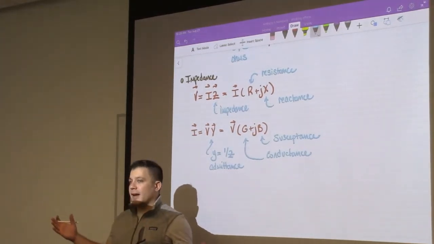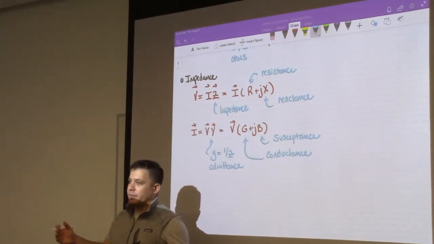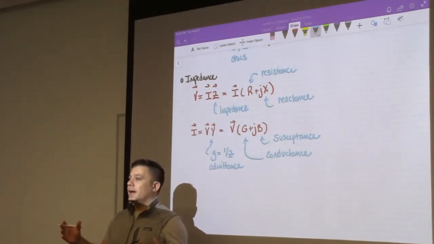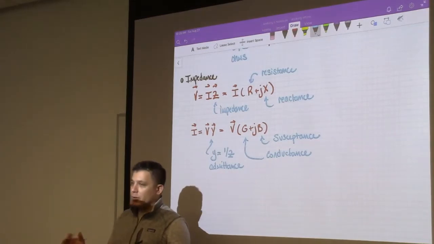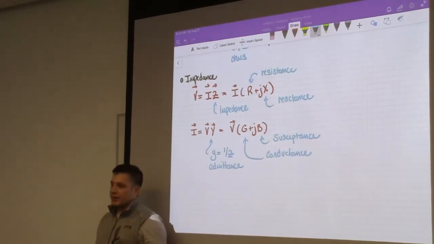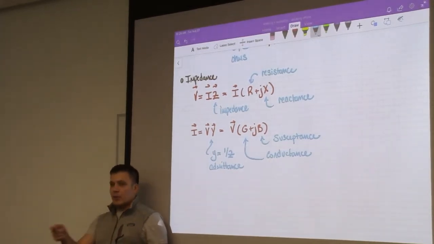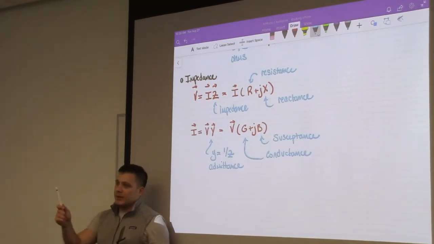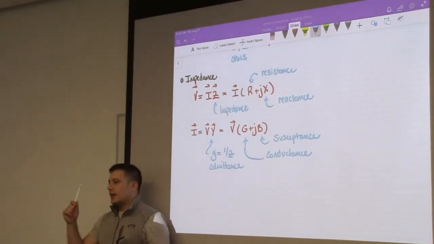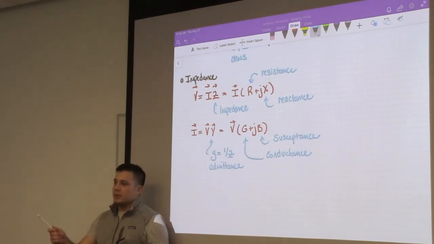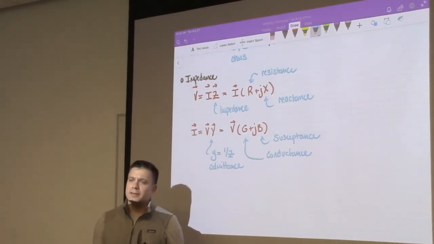This is almost like a trivia question, but for ECE. Know these values. It will come up on a quiz. I always ask it every year. Very simply, four blanks: give me the real and imaginary components of impedance, and give me the real and imaginary components of admittance.